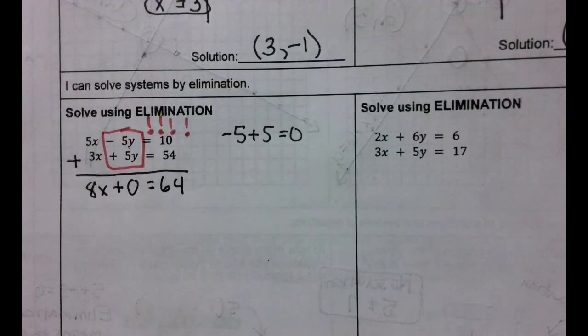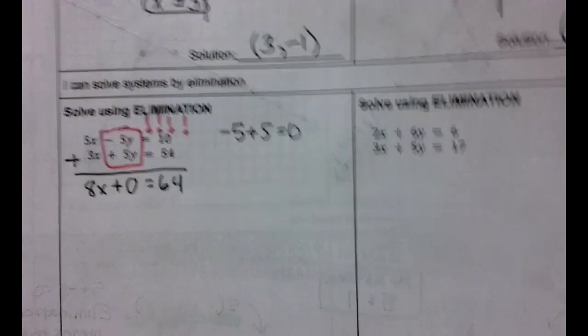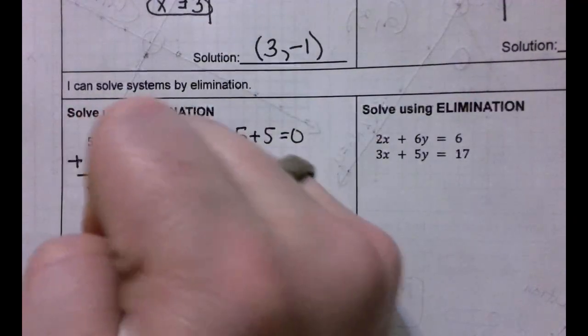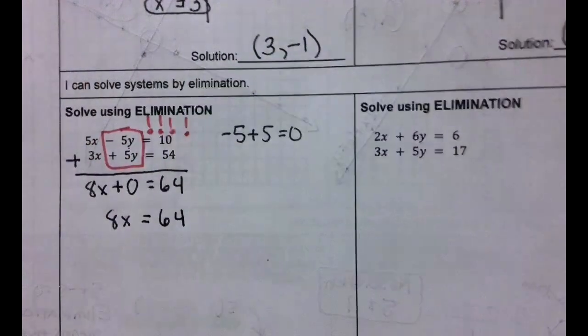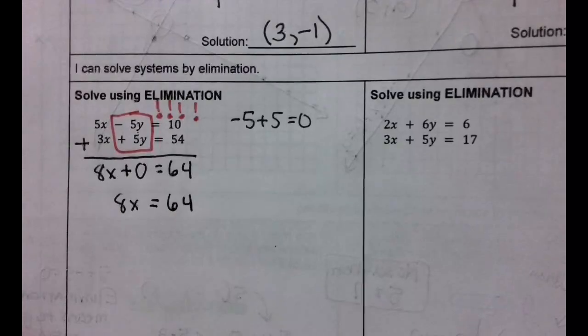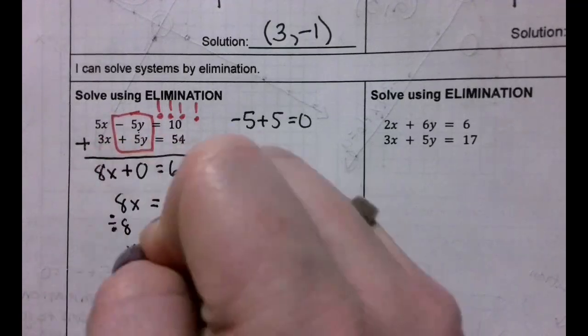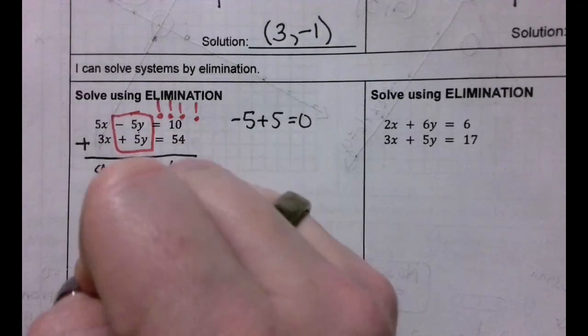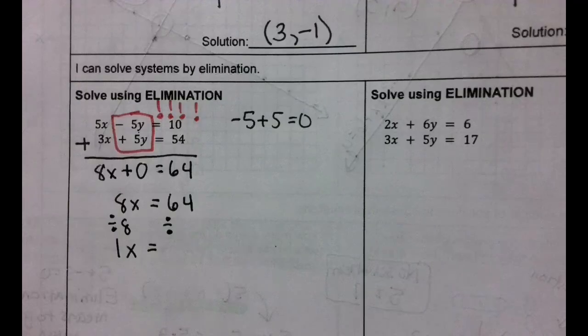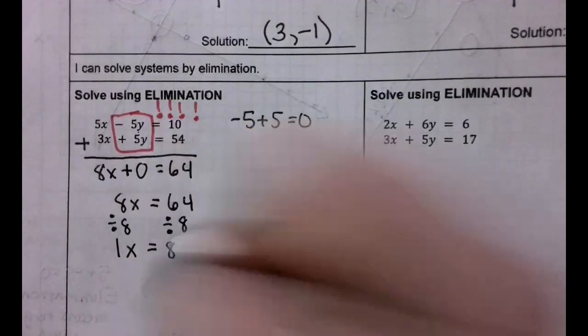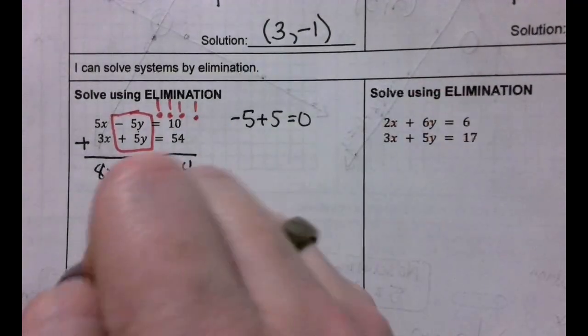So now that you've done the elimination part, you're actually just solving an equation like you did in Unit 1. I'm going to simplify this side first. 8x plus 0 is 8x because 8x plus nothing is just going to be 8x. And I'm going to bring down my 64. Now I've got to figure out what 1x is equal to. If 8x is 64, then I know that I can divide by 8 to figure out one of them. Because 8 divided by 8 is 1, it gives me 1x. And 64 divided by 8 is 8. So x equals 8. Awesome.